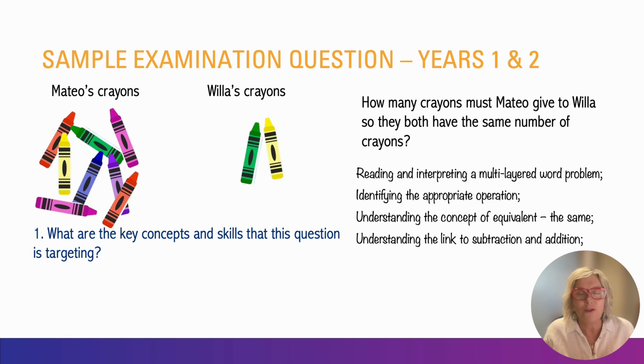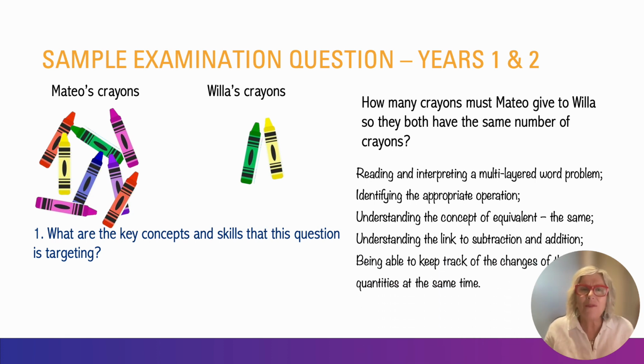Understanding the link to subtraction and addition. And finally, being able to keep track of the changes of the 2 quantities at the same time to create 2 equal quantities. This is simple to represent with concrete materials, but how would your students complete this diagrammatically?